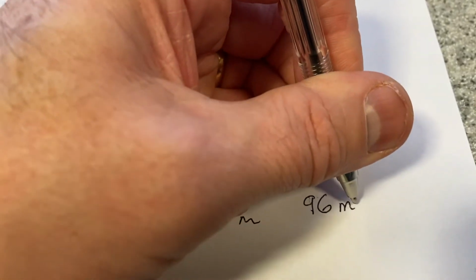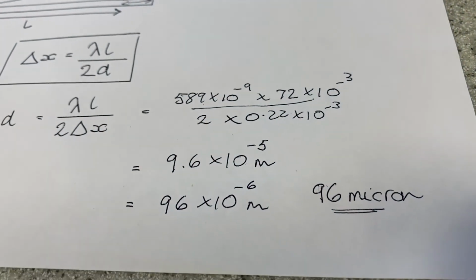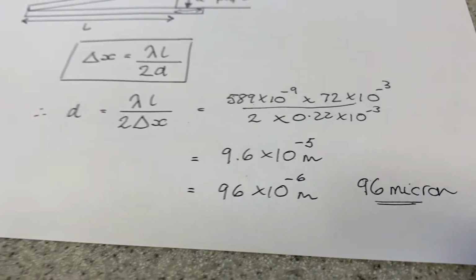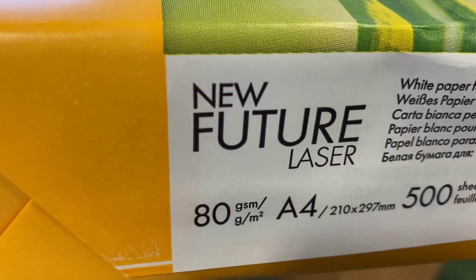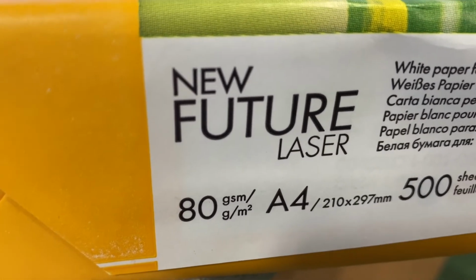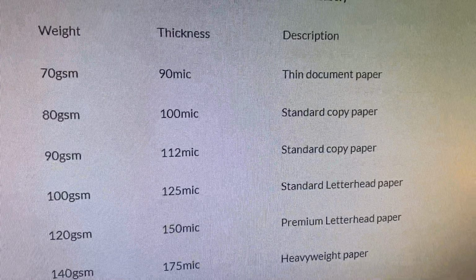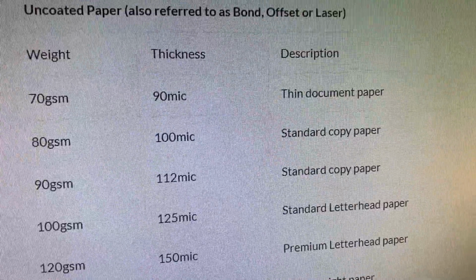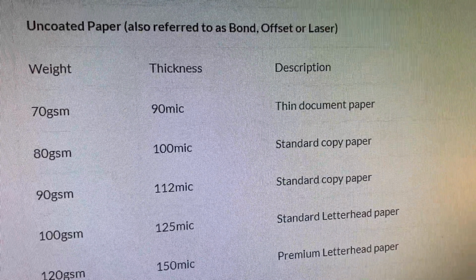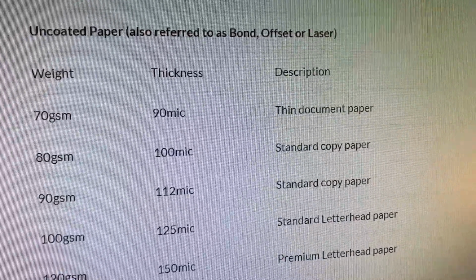microns. Now, if we go and Google that, what's the thickness of 80 grams per square meter printer paper? Let's see what we get. That's my paper, 80 GSM, grams per square meter. My apologies, I'm filming a computer monitor here, but there you go, 80 GSM, 100 microns, standard copier paper. What did we get? We got 96 microns. That's pretty close.